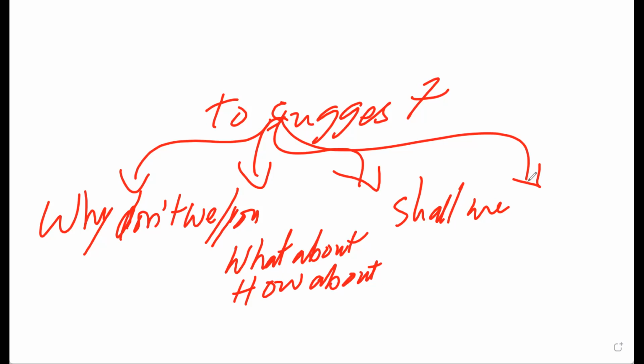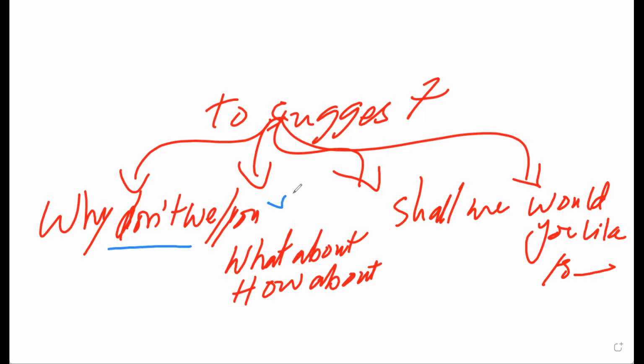The next one, would you like to? Would you like to go out tonight? Would you like to go to the cinema? So in your suggestion, you can use any one of them. All of them, you must write verb one, verb one, verb one, except what about, where you must write what? ing. Is it clear? Right.